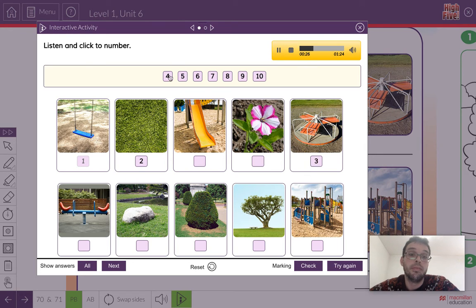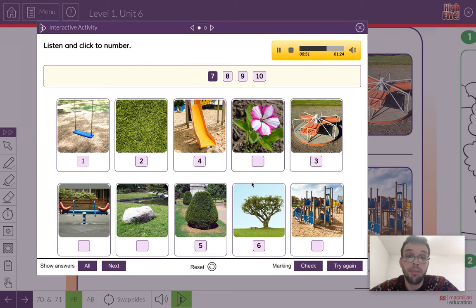4. I can play on the big slide in the park. Big slide, number 4. 5. I can see a bush in the park. Bush, number 5. 6. I can see a big tree in the park. And number 6 here, the tree.